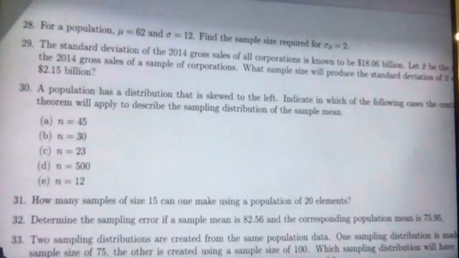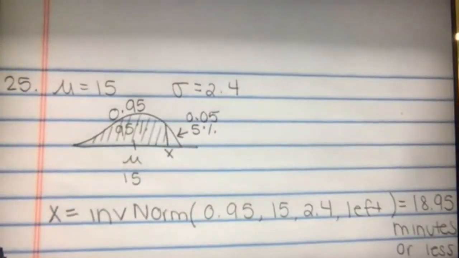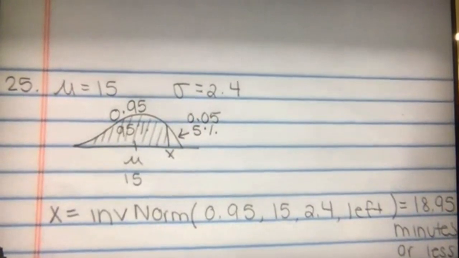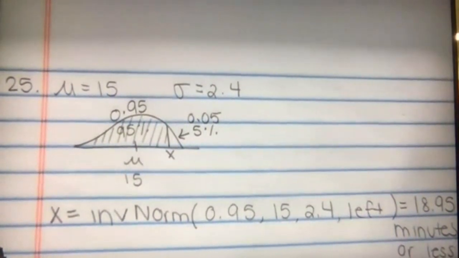Number 28, for a population, our mean is 62 and our standard deviation is 12. Find the sample size required for the sampling standard deviation equaling 2. So they tell us that our mean is 62, our population standard deviation is 12, and our sampling standard deviation is going to be 2. It asks us to find n. Whenever you're asked to find n, always round up no matter what, to the next number.